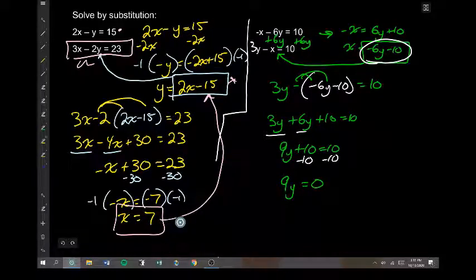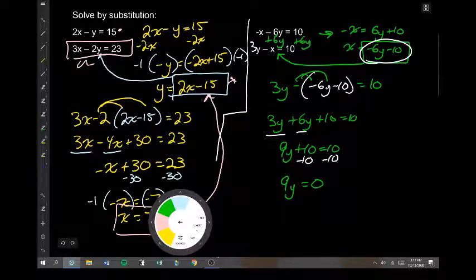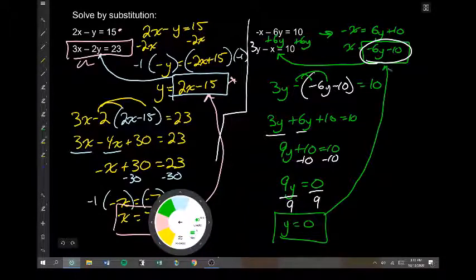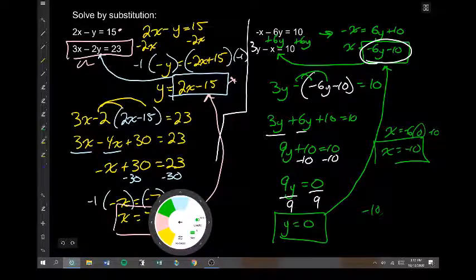This might feel weird. This might feel odd. You might think that this is a no solutions or infinite solutions case, but it's not, because it still has a variable with it. If there's still a variable, we keep solving. I'm going to divide both sides by 9, and we get that y equals 0, because 0 divided by 9 is 0. If I take that y equals 0 and plug it back into this equation up here, I'm going to get that x equals negative 6 times 0 minus 10, which means that x equals negative 10. My solution is the point negative 10, 0.